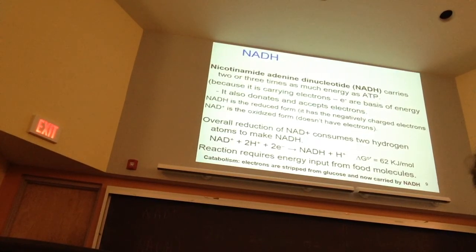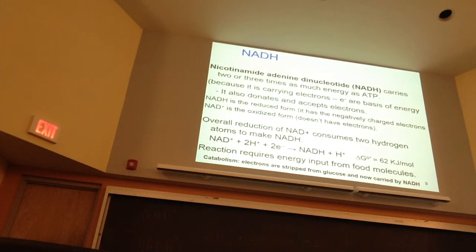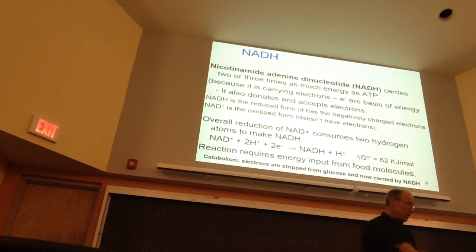And so this is what I keep saying, catabolism is where electrons are stripped from glucose and now are being carried by NADH. They don't go directly to oxygen. There's this intermediary called NADH.